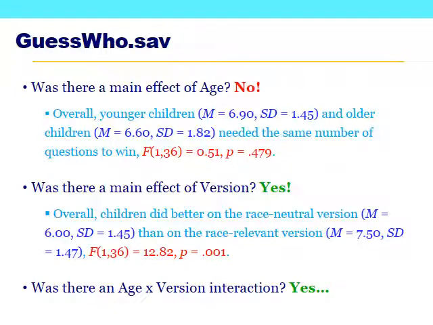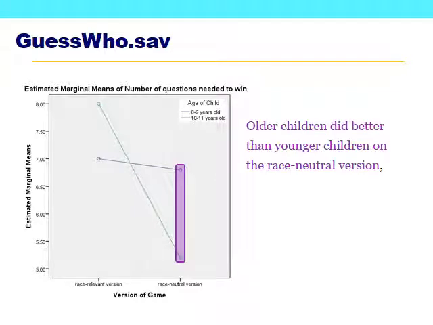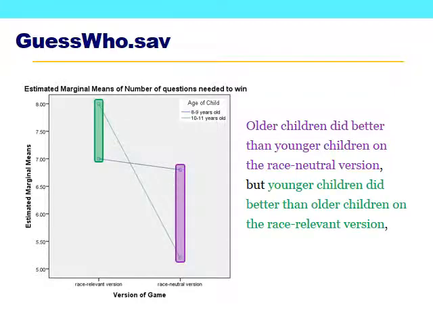To make sense of the interaction, we could look at the cell means, as we did on the previous slide, or we could produce a graph. In this graph, I've put game version on the axis and age of child on separate lines. The right side of the graph shows us that older kids, compared to younger kids, did better on the race-neutral version of the game. But on the race-relevant version of the game, the pattern was flipped. Younger kids were actually better than older kids at the race-relevant version of the game. And here we have the results of our F-test from 2 slides ago.